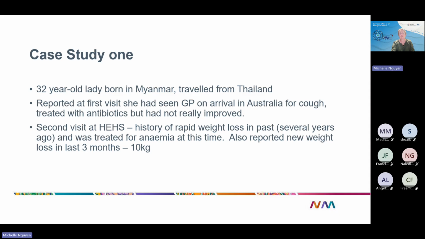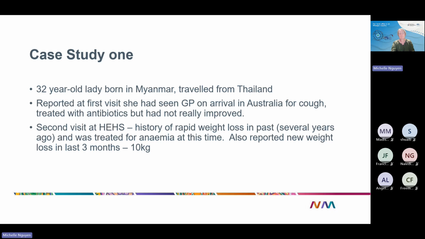During her second visit, a little bit more history was obtained, and she actually gave a history of some rapid weight loss in the past, several years ago, and said she was treated for anemia at that time. But she also reported some new weight loss in the last 3 months. We worked out that she'd actually lost 10 kilograms by looking at what her current weight was and what the weight was in her overseas health information.